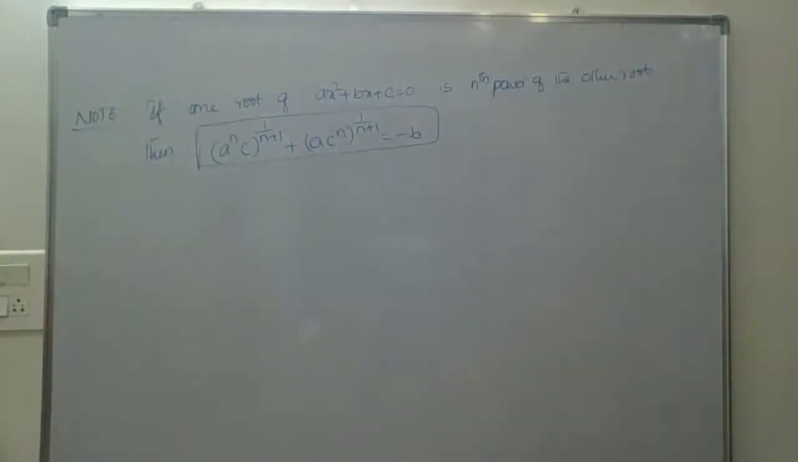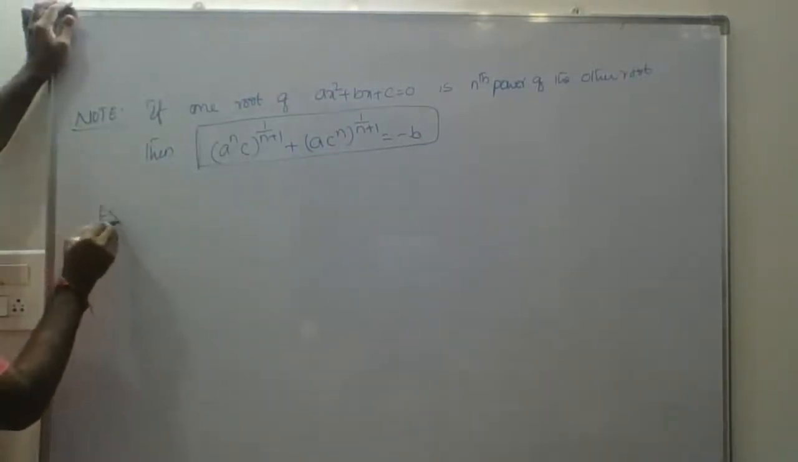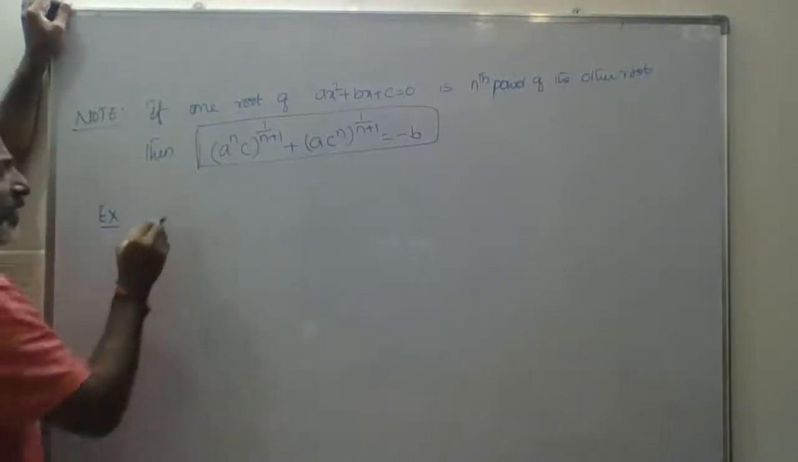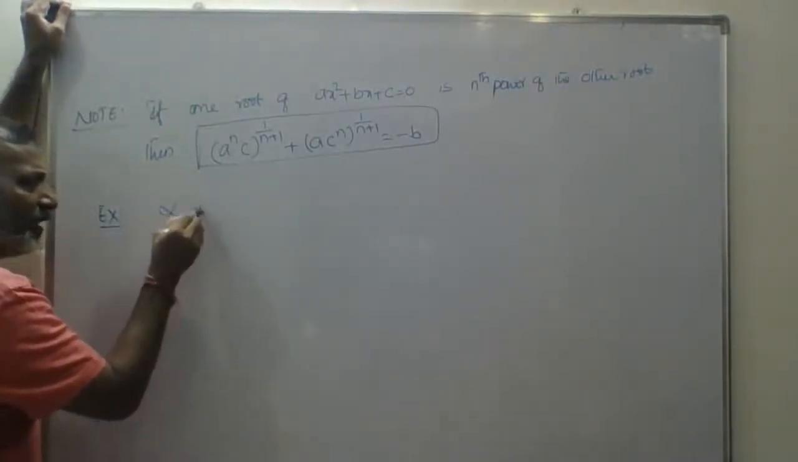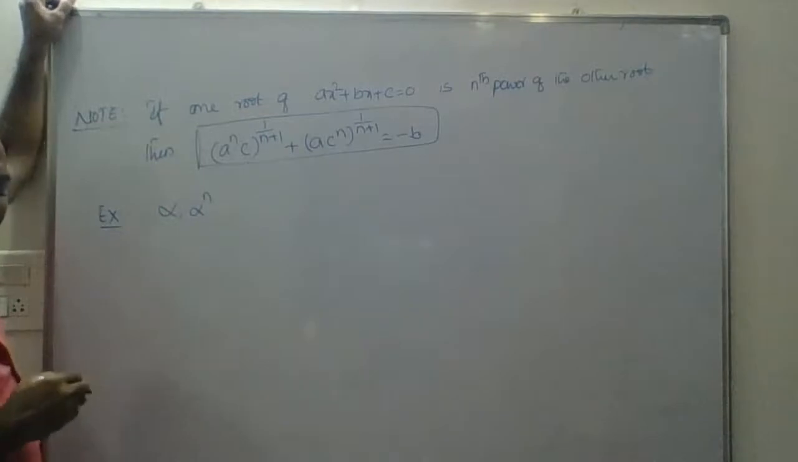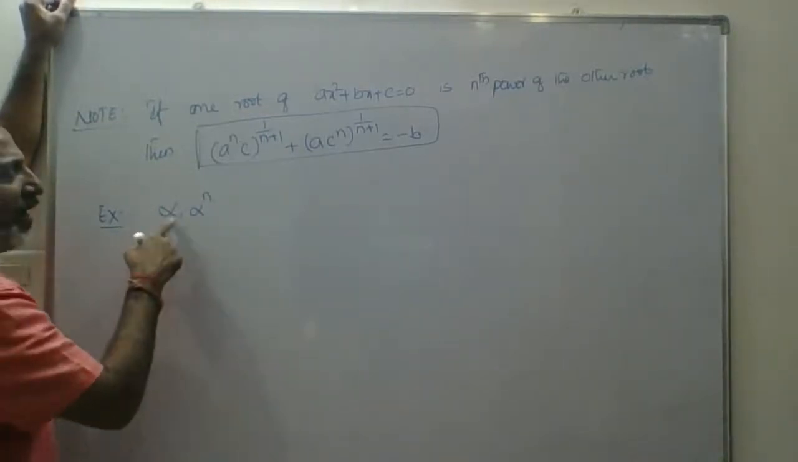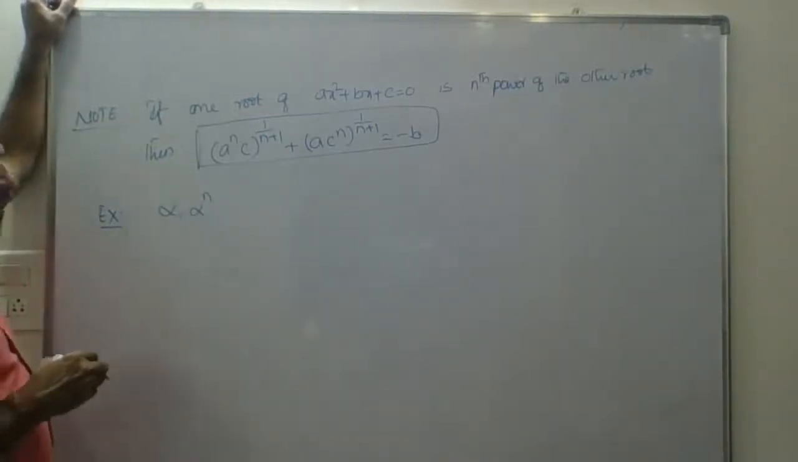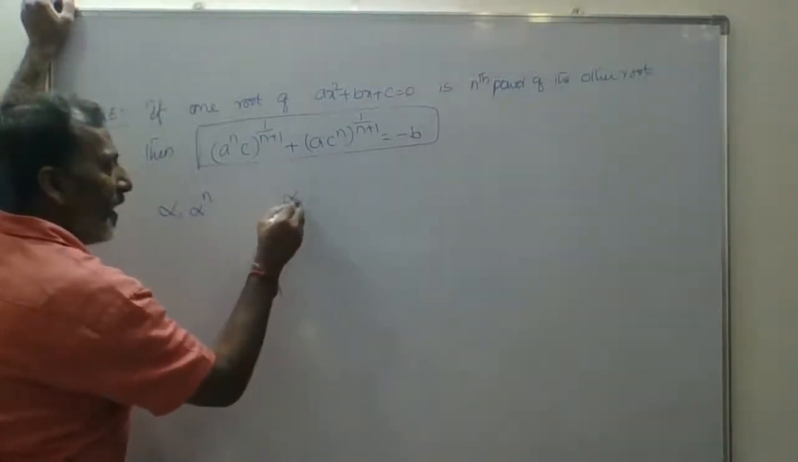(a power n c) whole power 1 by (n plus 1) plus (a c power n) whole power 1 by (n plus 1) is equal to minus b. See how we do it, the explanation. If one root is alpha, the other root is alpha power n. What is the sum of the roots, tell me.